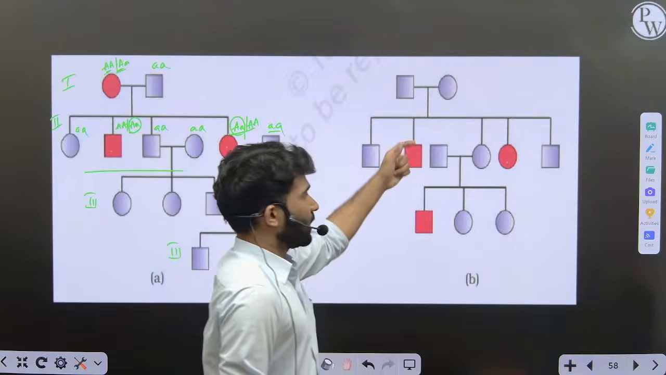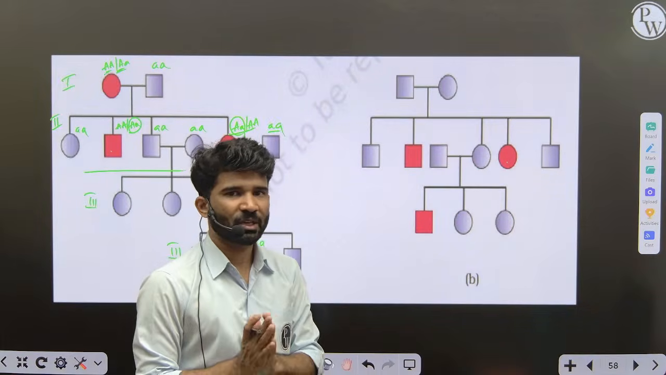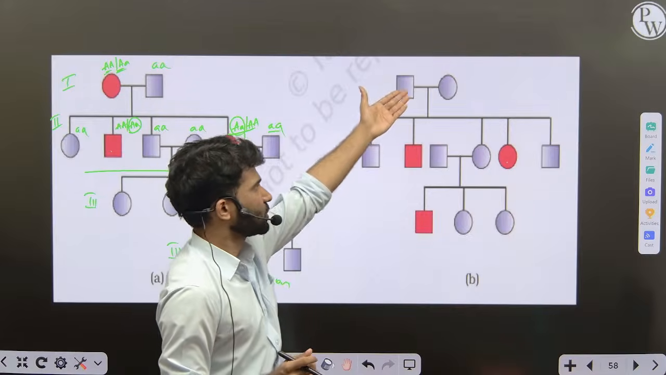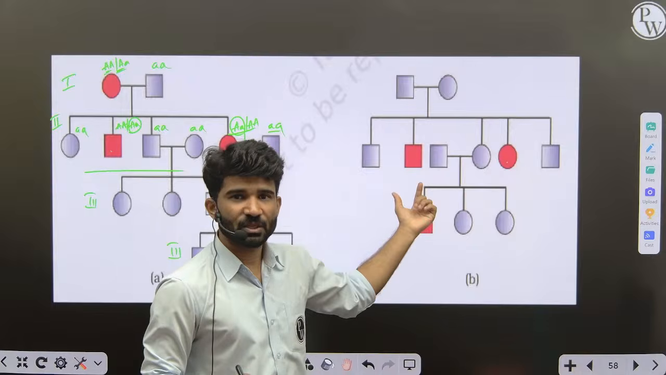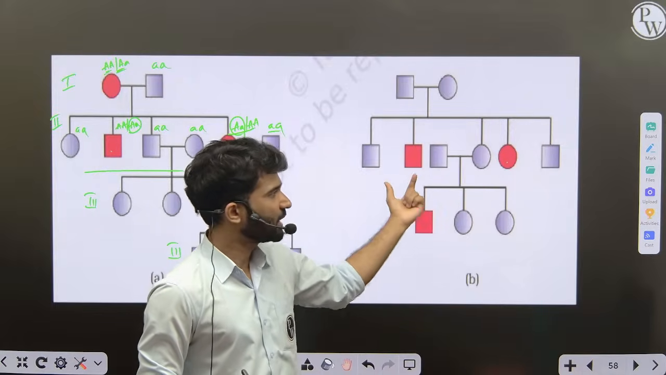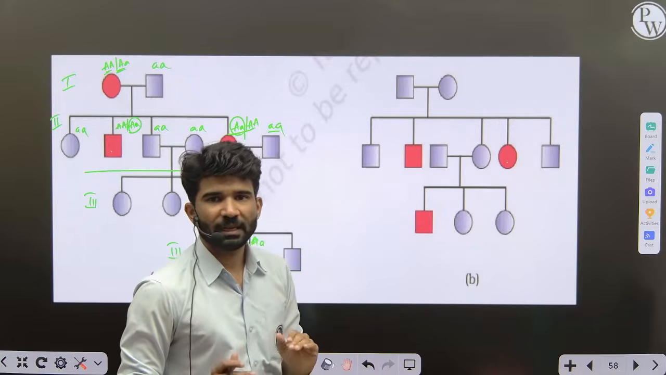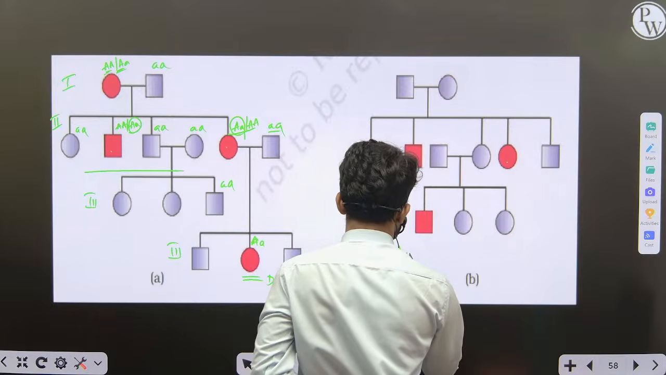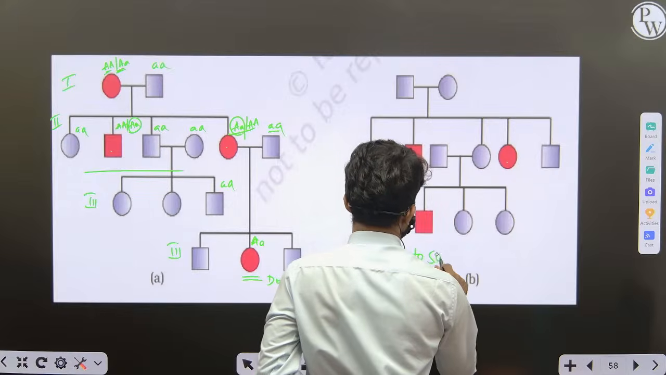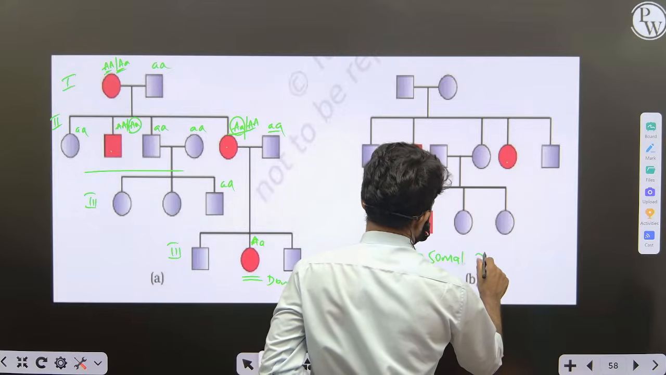So how can we identify an autosomal recessive disorder with the normal method? There is a skip of generation. Males and females are equally affected. There is no crisscross inheritance, so that's why it is definitely an autosomal recessive disorder.